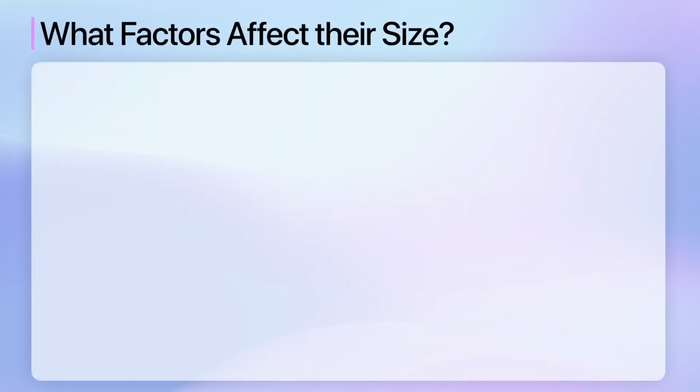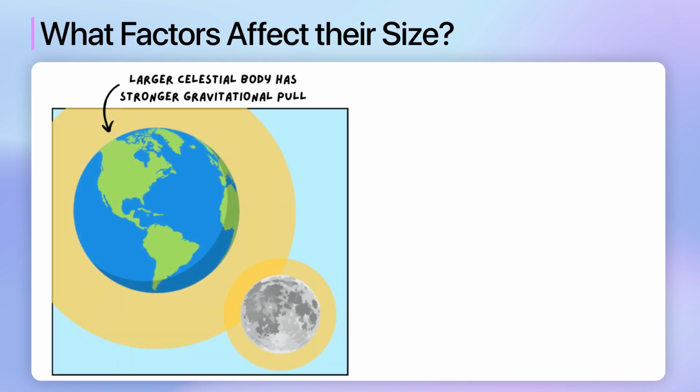The size of an electric field also depends on two main factors. The first of these is the amount of charge. The larger the charge on an object, the stronger the electric field it creates. This is analogous to how a more massive celestial body, like Earth, has a stronger gravitational pull compared to a less massive one like the Moon.